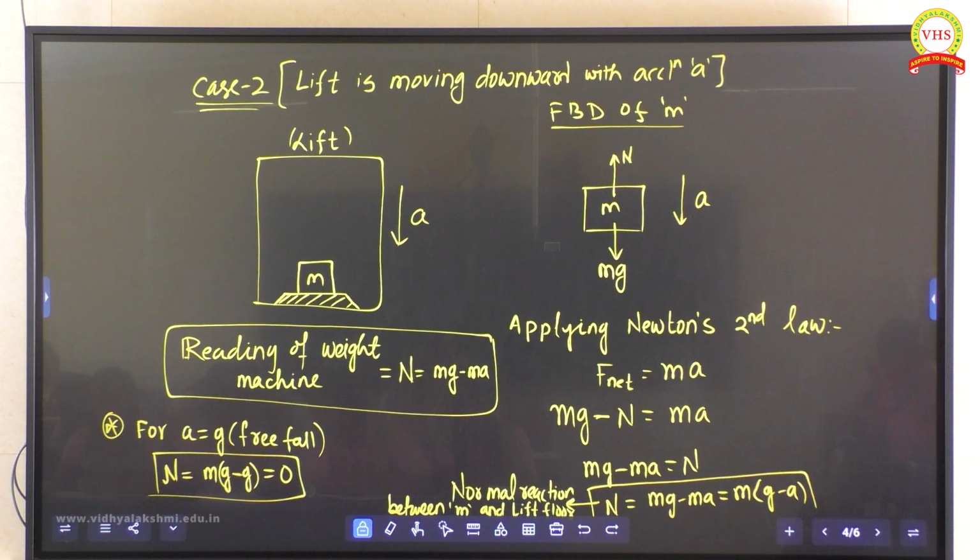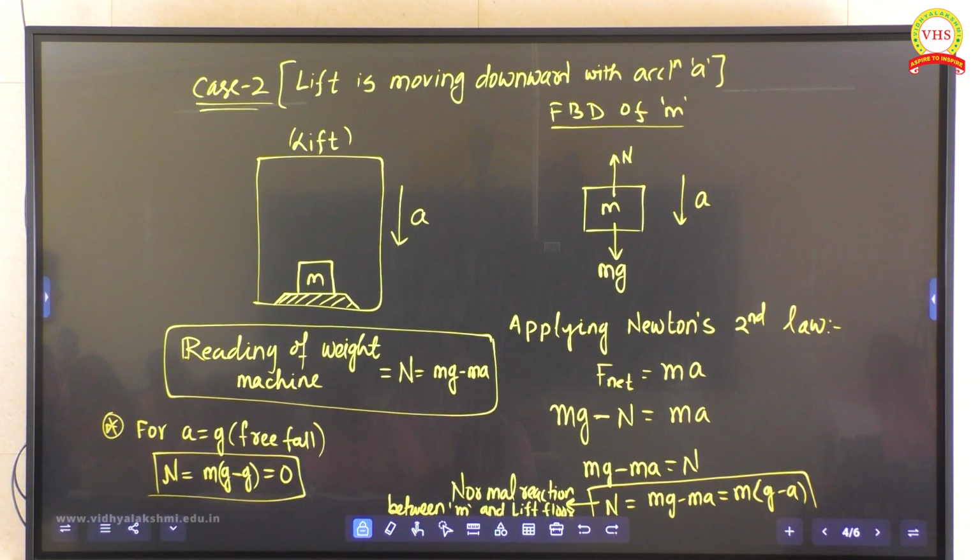Now suppose you are moving with constant velocity, either upward or downward. What will happen? Acceleration 0. So in both cases you put acceleration 0. So what normal reaction will come? mg. Normal reaction equal to mg in both case 1 and case 2. If you are moving with constant velocity, the normal reaction will be your weight. So the weight machine will read your actual weight. Yes or no? Clear?